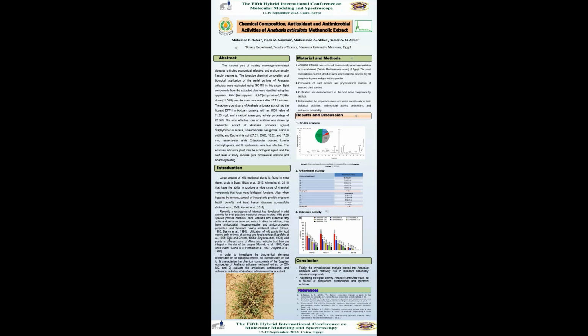Chemical composition, antioxidant and antimicrobial activities of Anabasis articulata methanolic extract, Muhammad F. Hafaz. Introduction: a large amount of wild medicinal plants is found in most desert lands in Egypt that can produce a wide range of chemical compounds that have many biological functions. Also, when ingested by humans, several of these plants provide long-term health benefits and treat human diseases successfully.